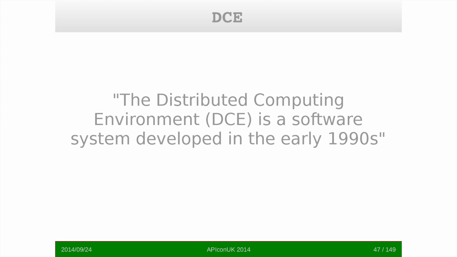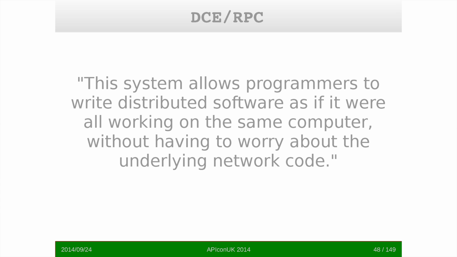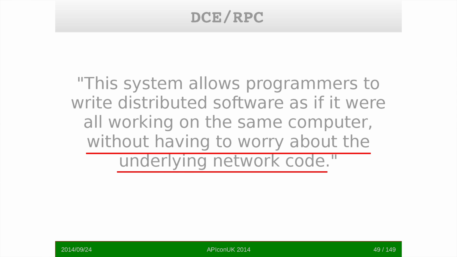Now, in the break just a minute ago, I had a call, and it was from someone in the 90s, and they wanted their distributed computing environment back. The distributed computing environment was a software system developed in the early 90s, and they had a thing called DCE RPC for remote procedure call. And the Wikipedia page says, DCE RPC system allows programmers to write distributed software as if it were all working on the same computer. Very good. The important part, which I'd like you to keep in mind, is that they wanted to do it without worrying about the underlying network code. And this is something that they managed to achieve then, and it's something we've lost now. And maybe we can get that back.